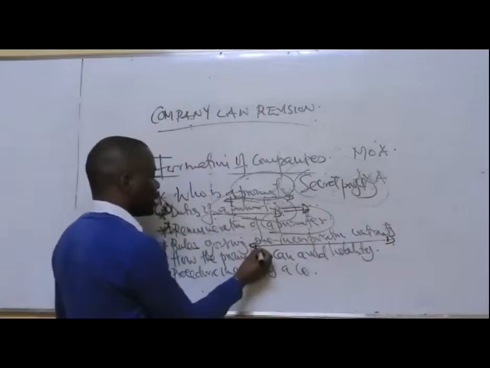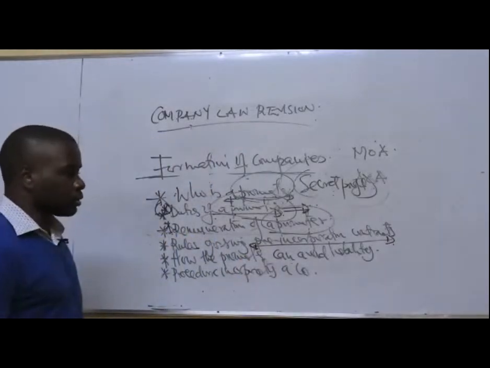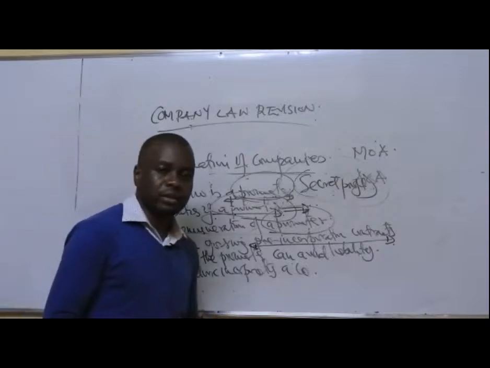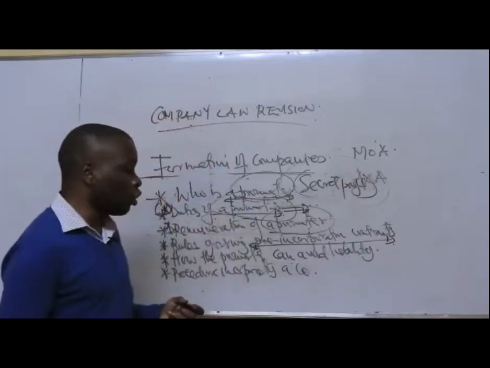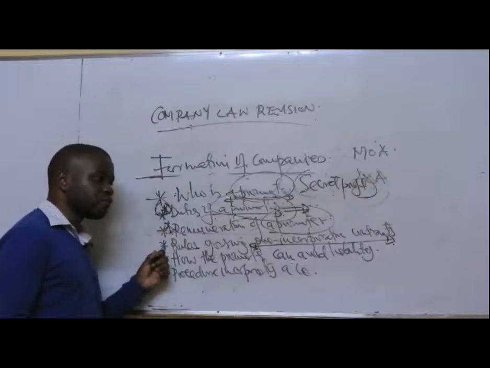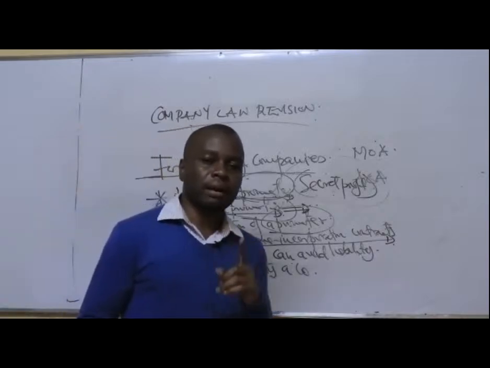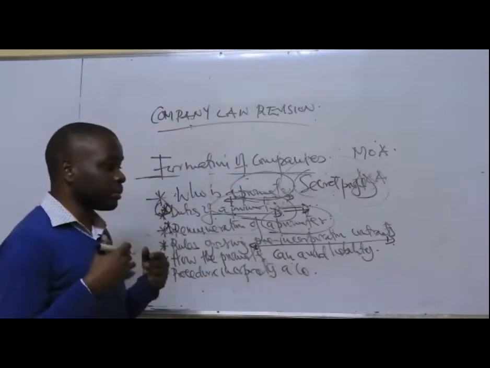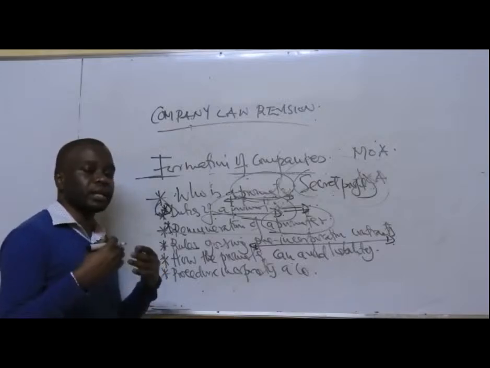They are known as pre-incorporation contracts. So what are the rules? There are four points which are very key. Number one, all pre-incorporation contracts are normally void against the company and the company will never be held liable. These are contracts entered into on behalf of the company before it was incorporated.